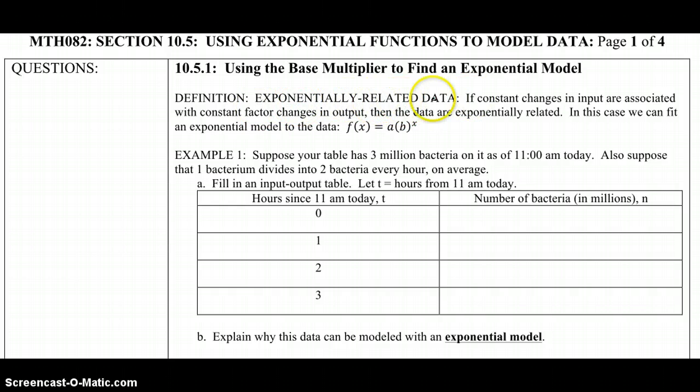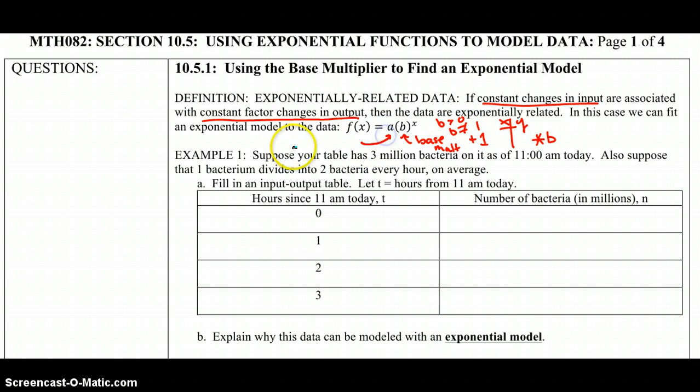For exponentially related data, constant changes in the input are associated with constant factor changes in the output. As x is going up by 1, the y's are constantly being multiplied by this base multiplier b. In this case, we can fit an exponential model to the data where f of x is a times b to the x, where again b is the base multiplier. And remember, b has to be greater than 0, and it cannot be 1.